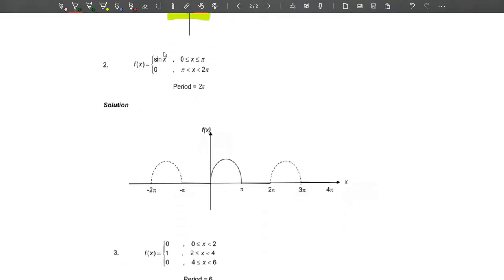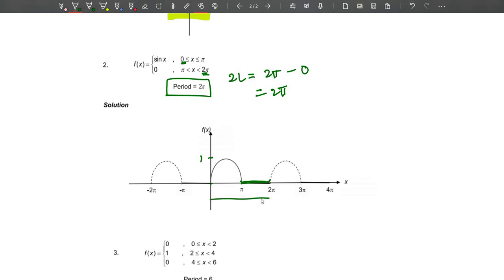Okay, next, f(x) equal to sin x when x is between 0 to pi, and 0 for x between pi to 2 pi. Right now, the period is equal to 2L, which is the upper boundary 2 pi minus the lower boundary 0. So we have 2L equal to 2 pi. That's why the period is 2 pi. So from 0 to pi, we just graph it. We have this form. This one should be 1 actually. And then from pi to 2 pi, it should be a straight line here, because it is equal to 0.